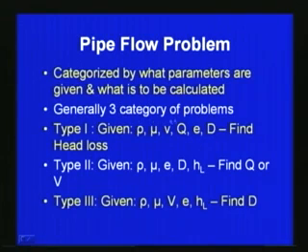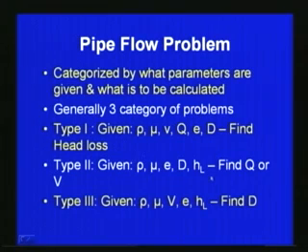Accordingly, in the first category, type 1, generally the fluid parameters like density, dynamic coefficient of viscosity and velocity will be given, discharge will be given, and also the pipe material, like the roughness height and the diameter, will be given. We have to find out the head loss. This type of problem is the type 1 problem. It is a direct problem since we have to calculate the head loss.